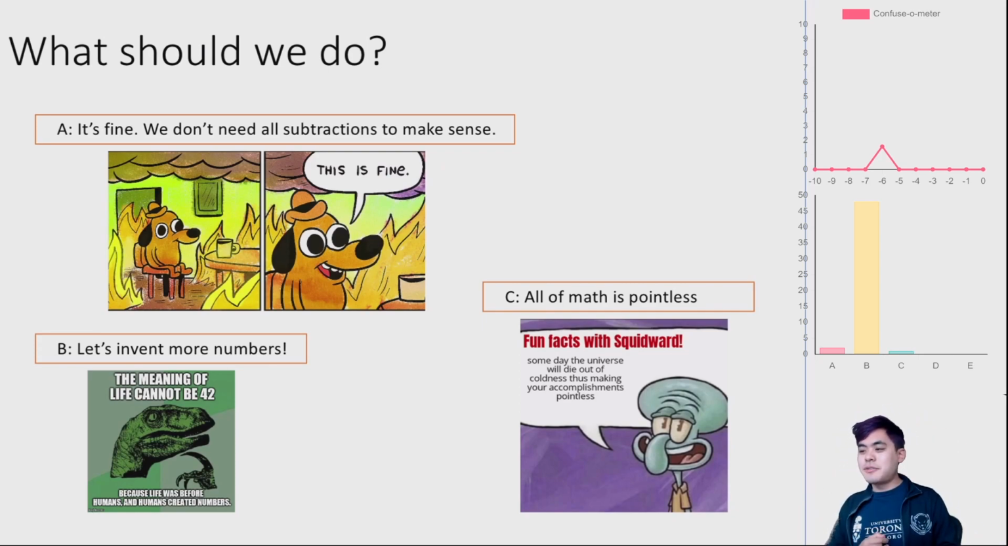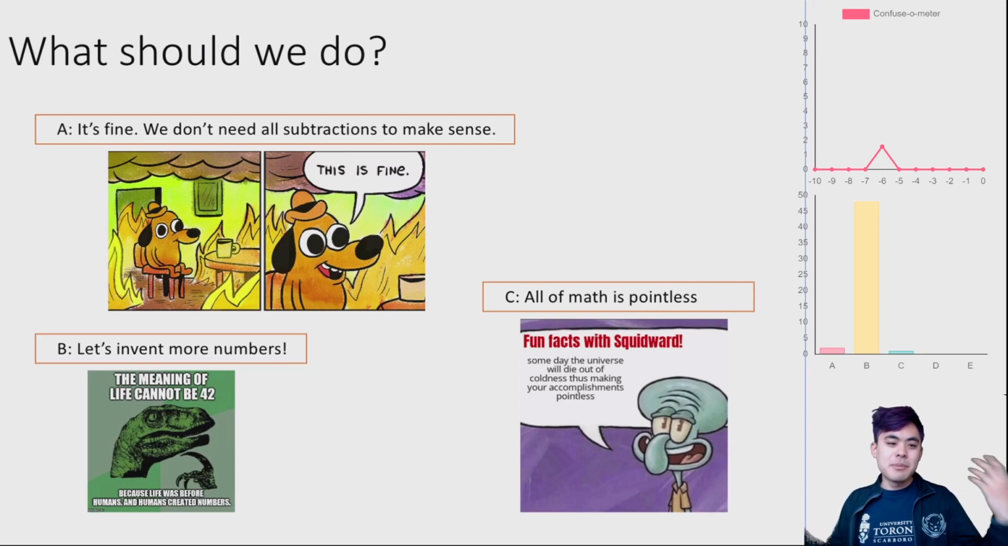For thousands of years, we did not need negative numbers because you would never take away 7 apples from 5 apples. That just wasn't something you would do. But of course, mathematicians aren't content with that, and so at some point, they decided to invent some new numbers.